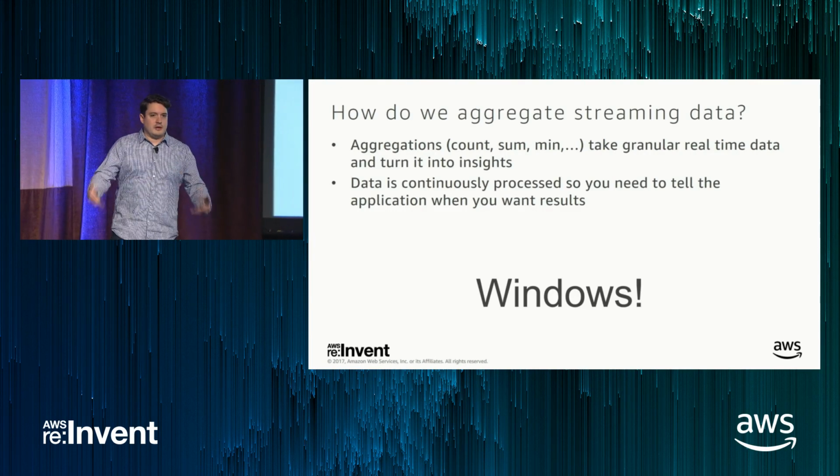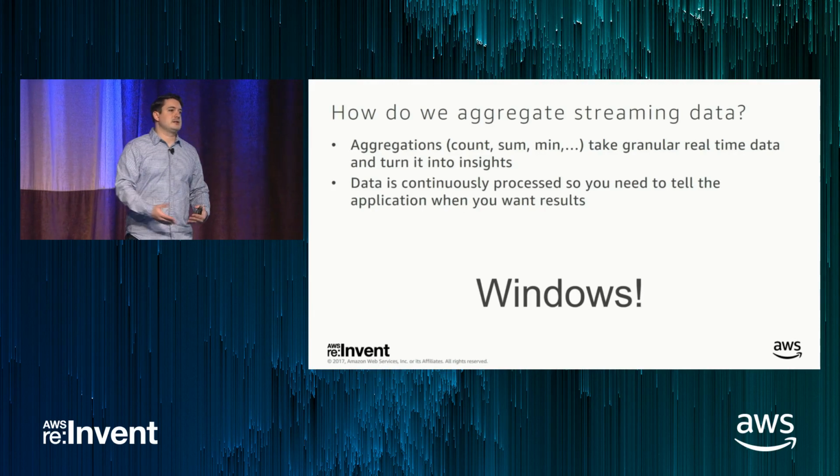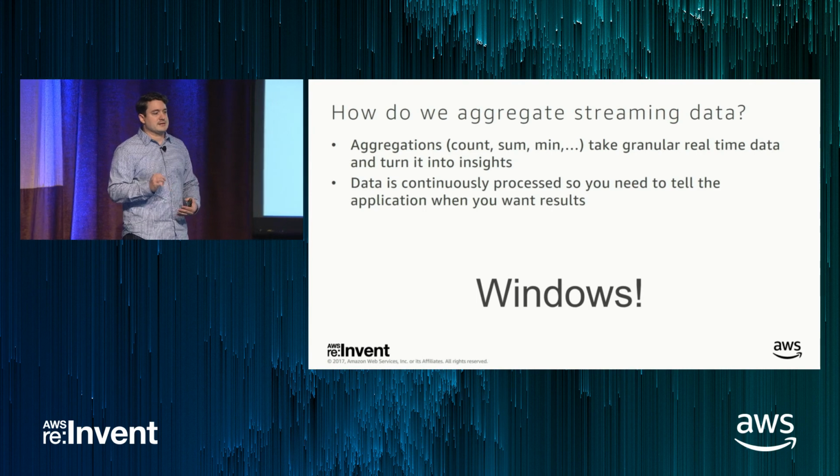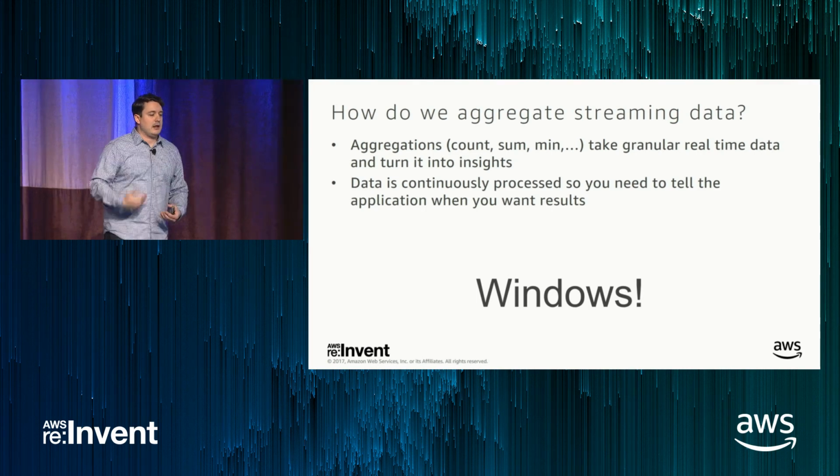Again, in the batch context, you're just bound by the data you're doing the job on. In the streaming context, you've got to specify the bounds when you do things like aggregations. So when do I want to stop aggregating results? Windows provide that mechanism.